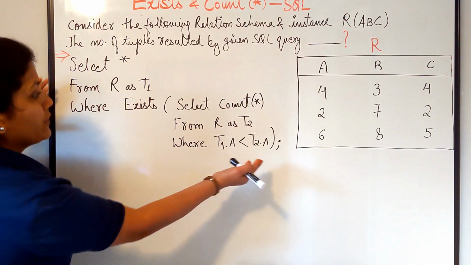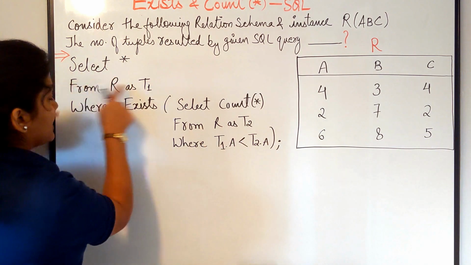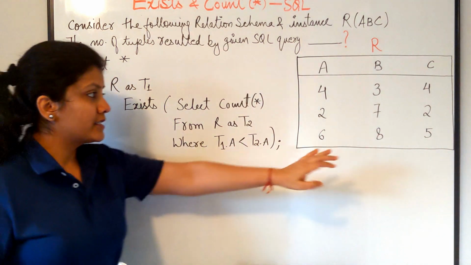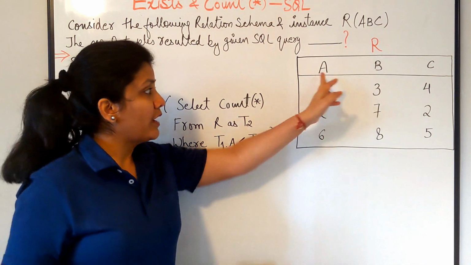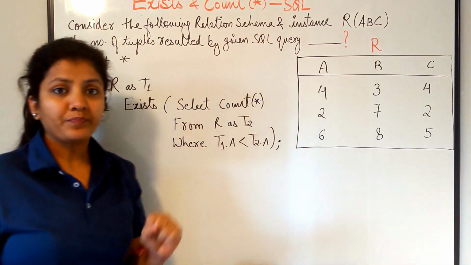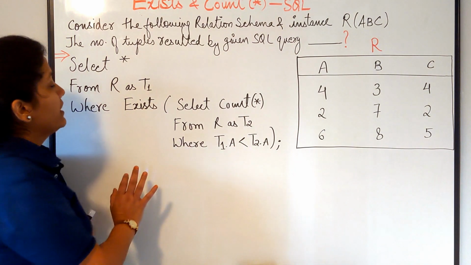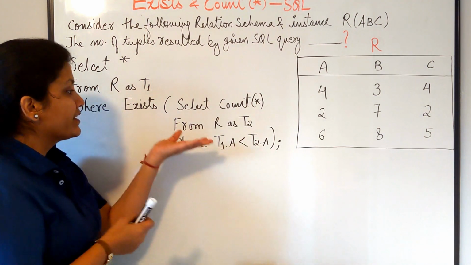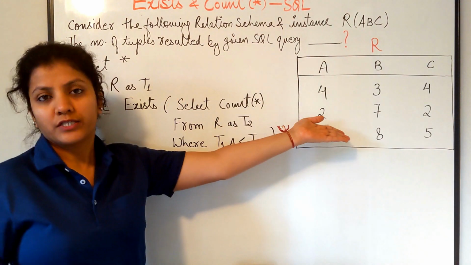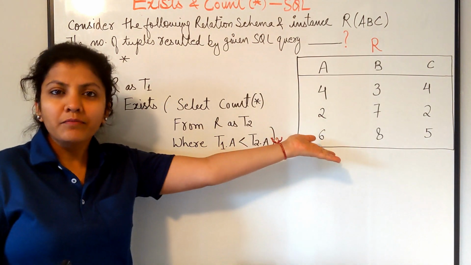The given query is right here, from SELECT * to this point, and this is the given instance. You have three rows in your table with three attributes A, B and C. We just have to find the number of tuples we are going to get when we run this query over this relation instance. Isn't it simple? Yes, it is.